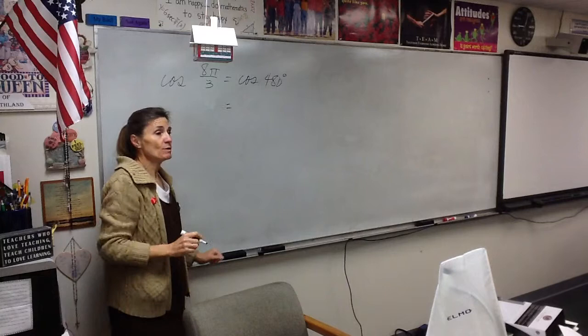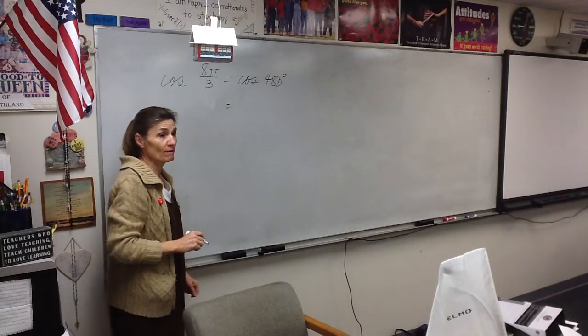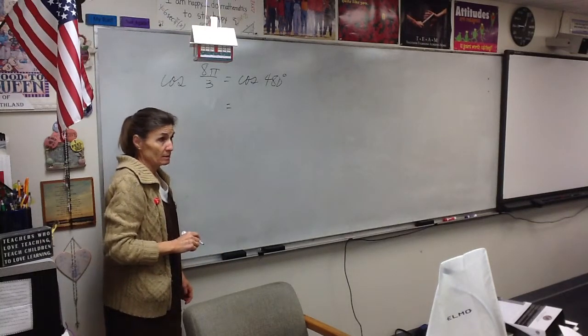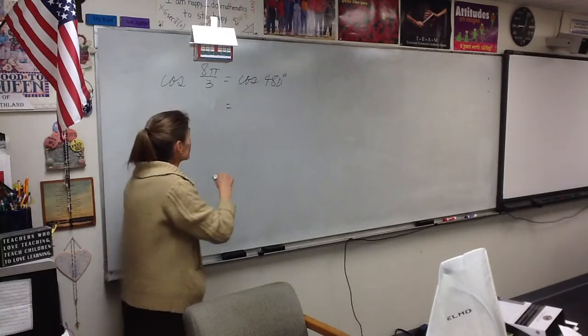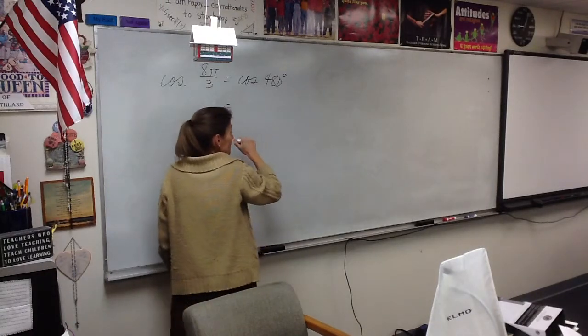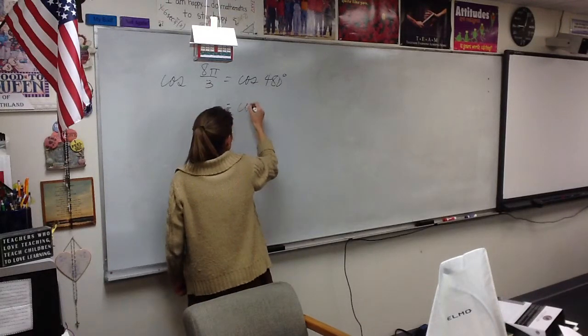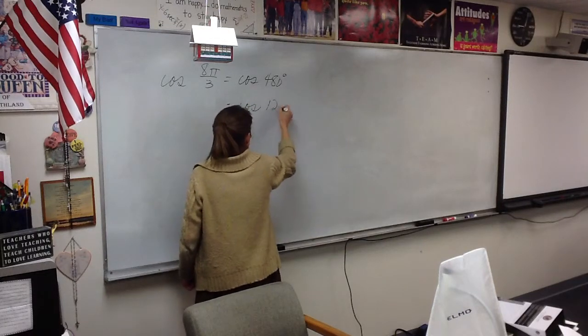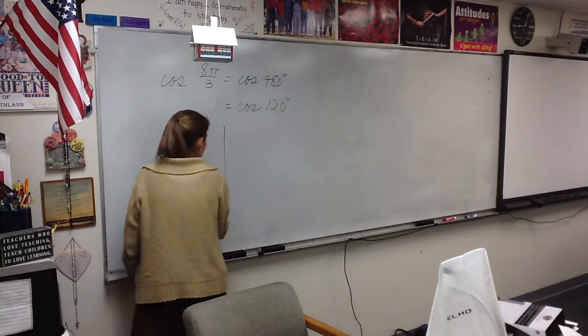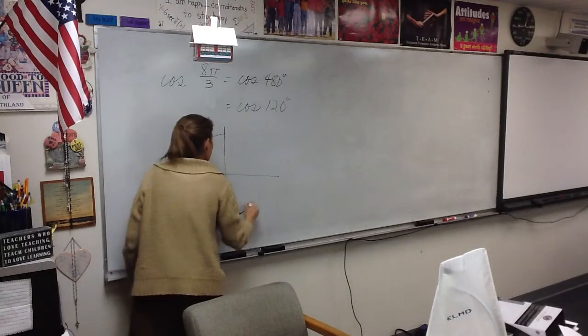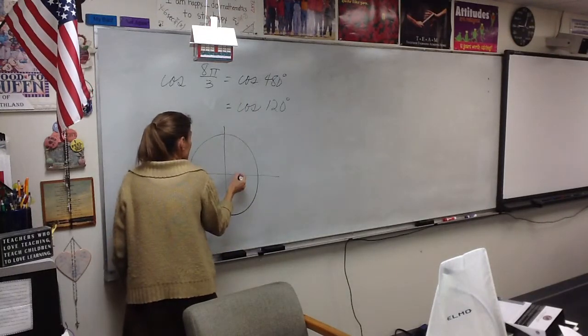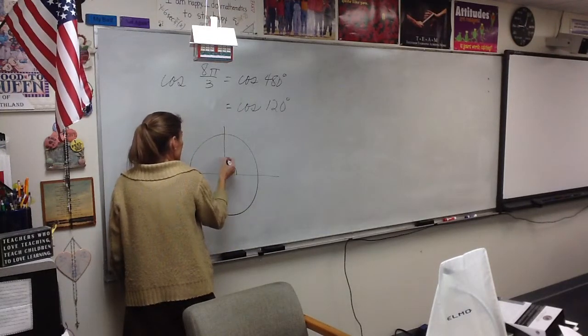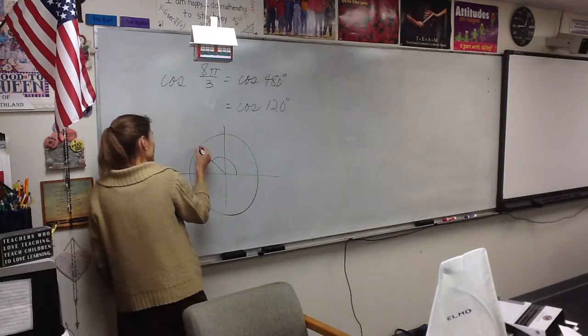But 480 degrees is more than a revolution, right? So we don't need all that extra spinning. So if we take out the extra spin, this is really just how big of an angle? 120. So we're going to draw a picture of a 120 degree angle. So again, in standard position, always starting here. Here would be 120 degrees.